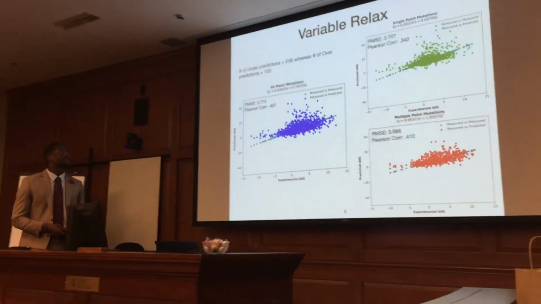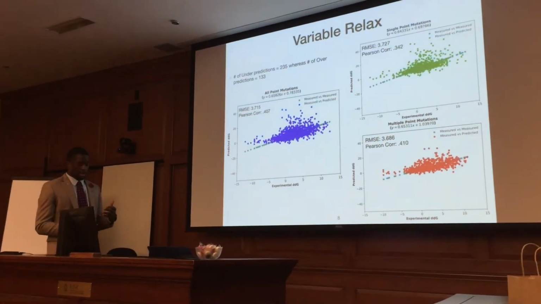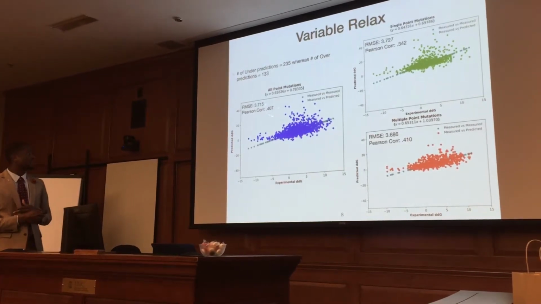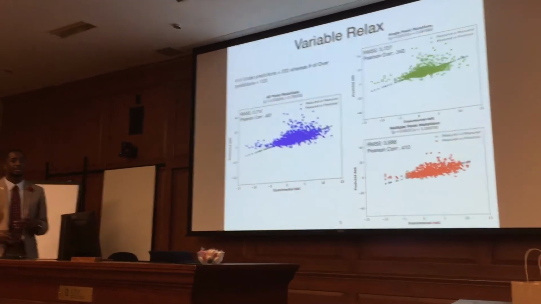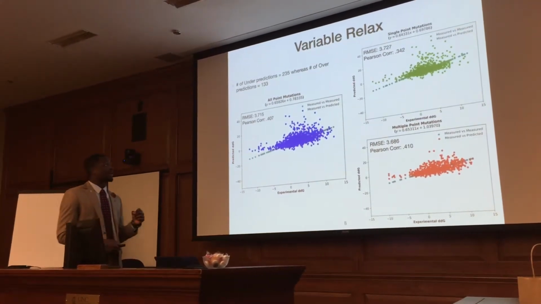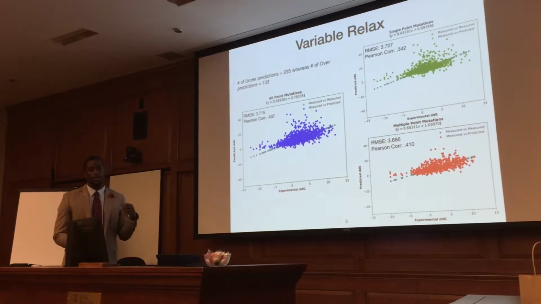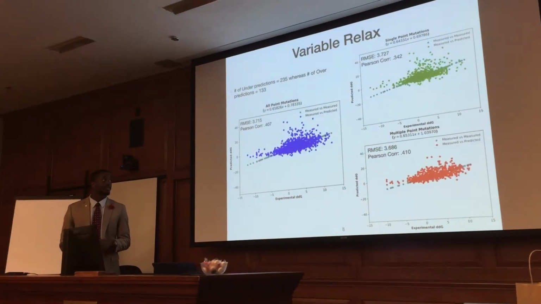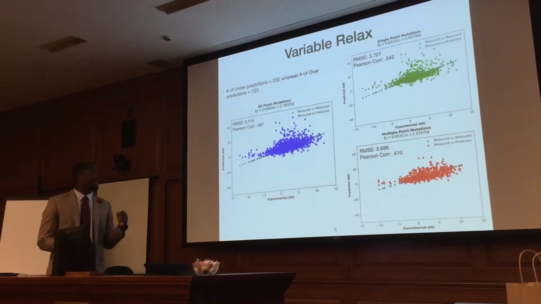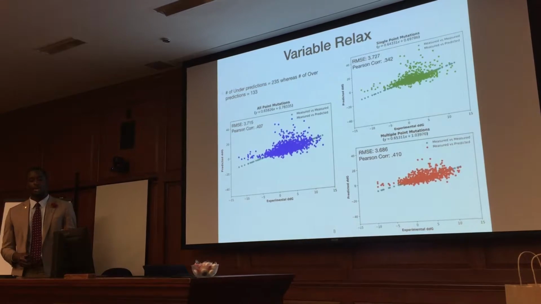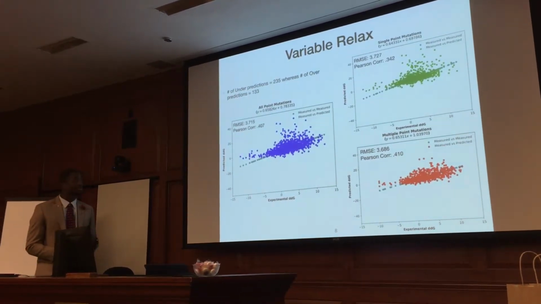When we ran this variable relax protocol, we found that the Pearson correlation for all point mutations was around 0.4, which is a relatively okay Pearson correlation. When we broke it down a little bit further, we wanted to see how single point mutations did compared to multiple point mutations. And we found that the single point mutations weren't predicted as well as the multiple point mutations were.